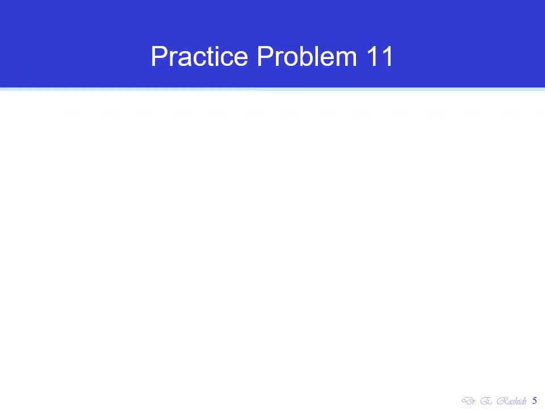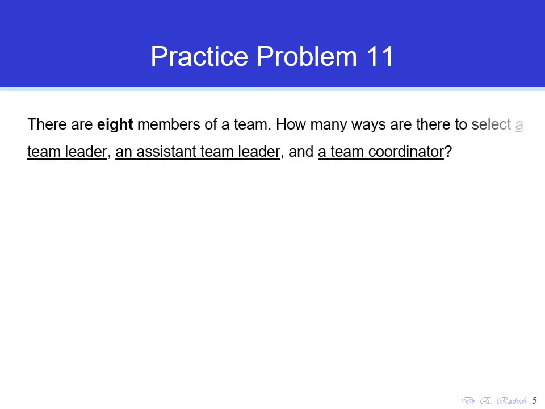All right, next practice problem. There are 8 members of a team. How many ways are there to select a leader, an assistant leader, and a coordinator? Please pause, work on this problem, try to see which rule and which formula you should use, and after that come back to see the solution. All right, let's see the solution.